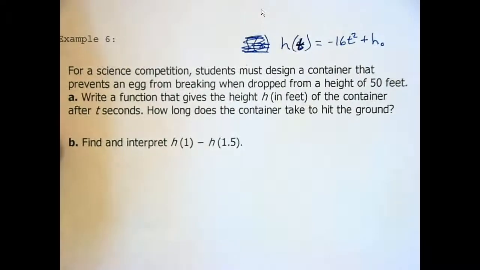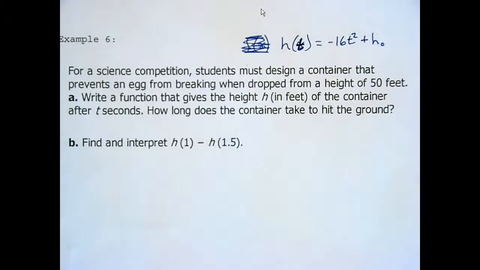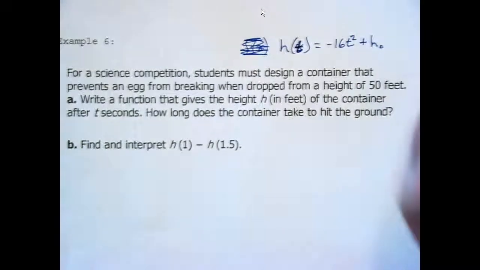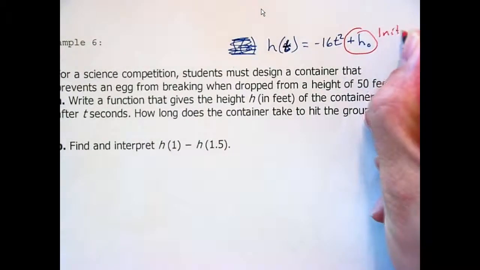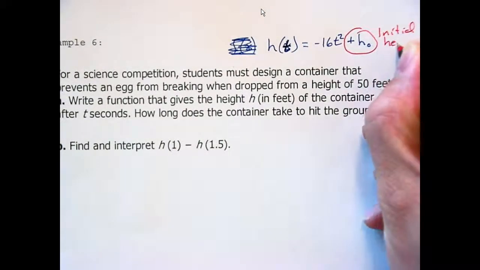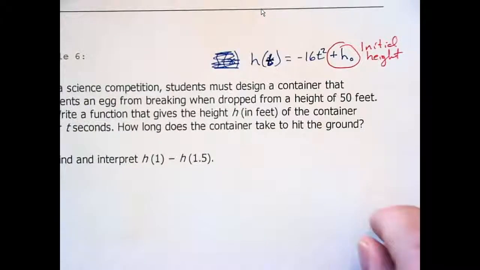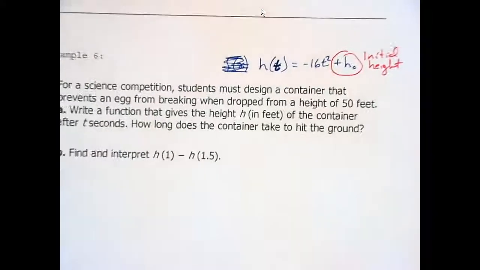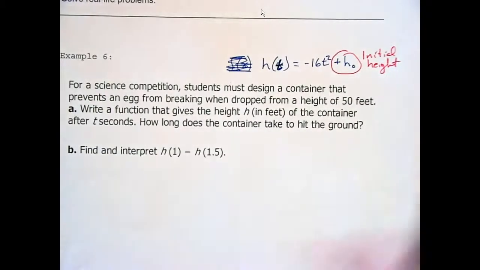Textbook, page 98. h of t is equal to negative 16t squared plus h sub o. So the next question generally is, what is h sub o? h sub o is your initial height. Initial height means the beginning height, the starting height. Sorry for the messiness, but there you go.